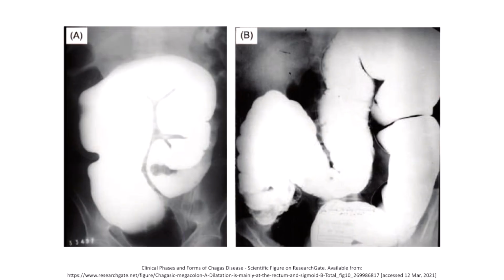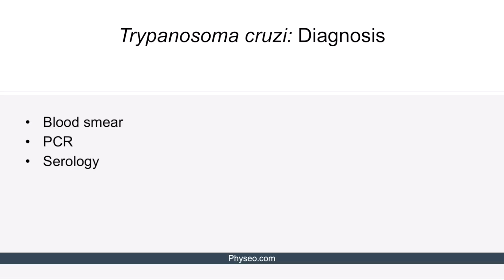These are radiographic images of patients with a megacolon caused by Chagas disease. So in the first image, the one on the left, you can see dilation of the rectum and the sigmoid colon. And in the second, the one on the right, you can see extensive dilation of the entire colon, hence the term megacolon. Well, how do you diagnose this?